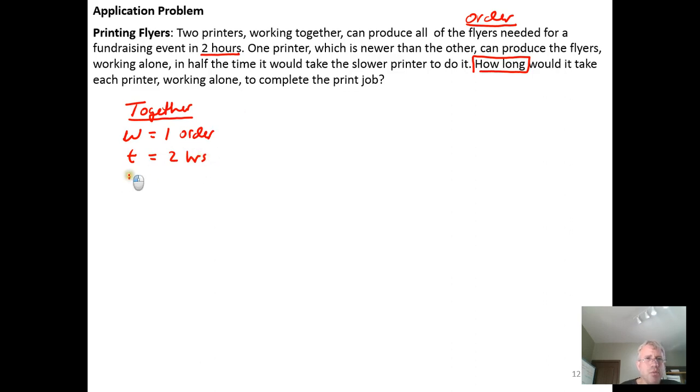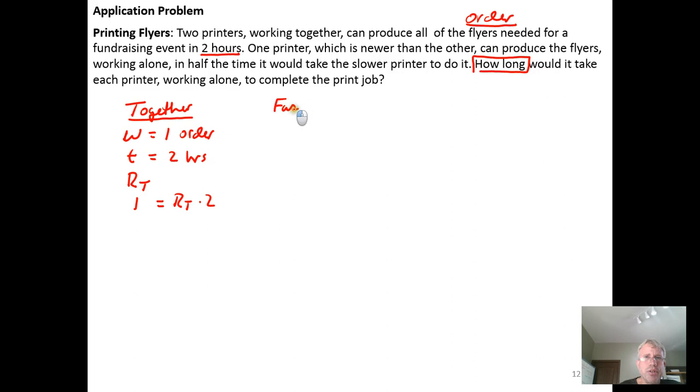And then there's going to be a rate at which they are able to work together. And we know that the work they get done equals the rate at which they work together times time. And the work is actually one order. So what we know is that one order is going to equal the rate at which they work together times time. Now we're given some information about the individual printers.